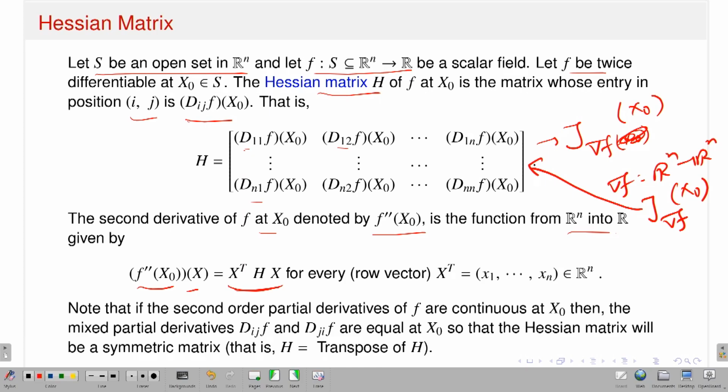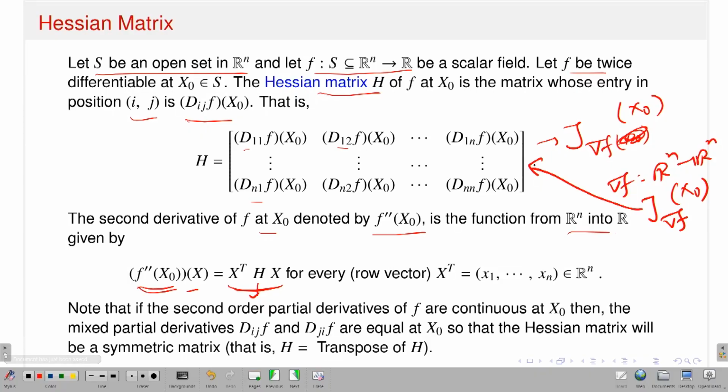Now, if your function is twice differentiable, then the derivative map at the point x naught is nothing but a quadratic form, where the matrix H is the Hessian matrix. If I assume that my second order partial derivatives exist and are continuous, then your Hessian matrix is a symmetric matrix, and you have the associated quadratic form, which is nothing but the total derivative acting on x. So that is how it connects. If I want to talk about the second derivative, automatically the Hessian comes into the picture, right?